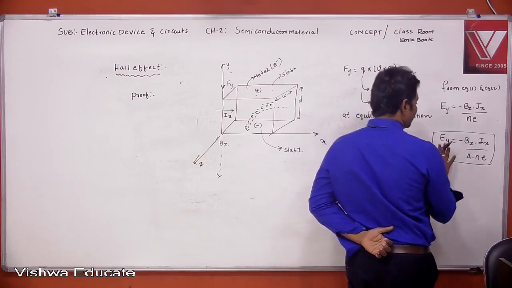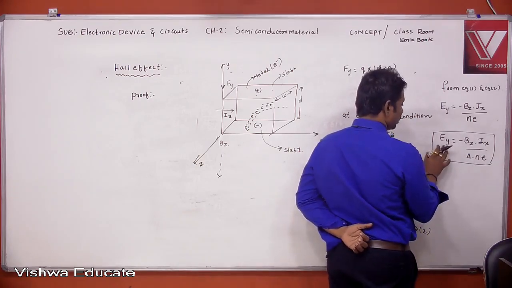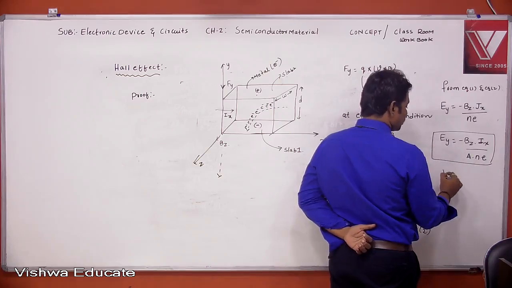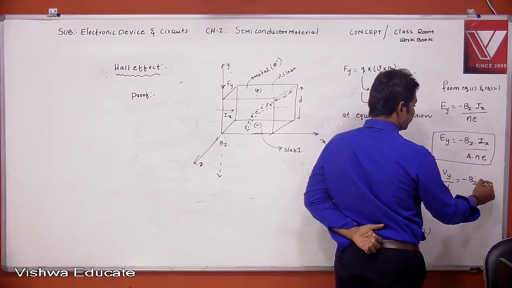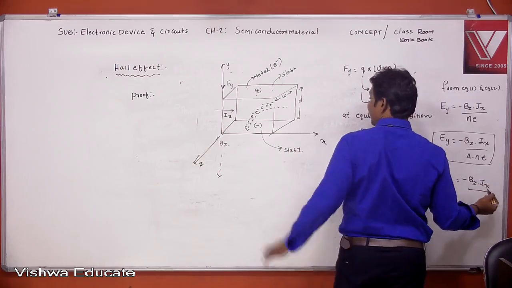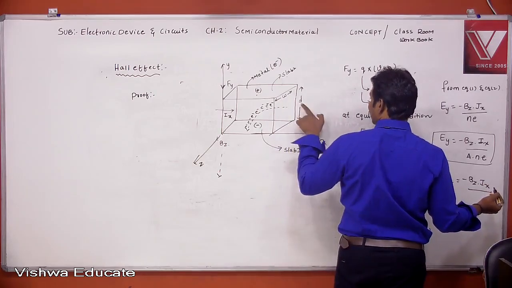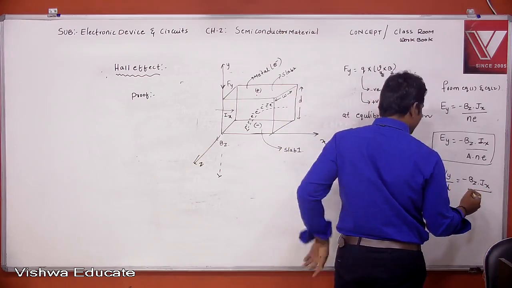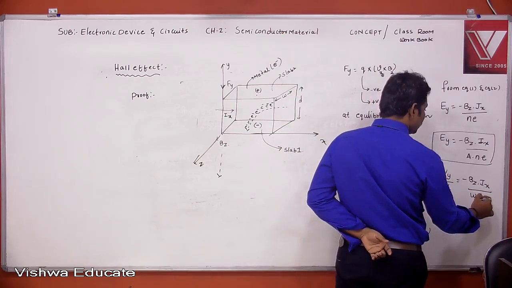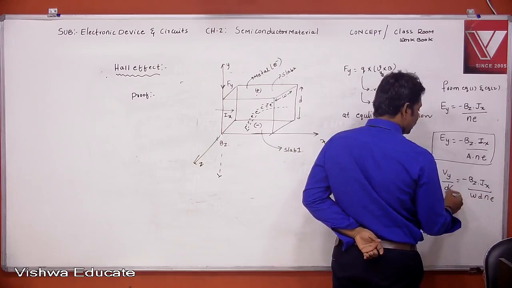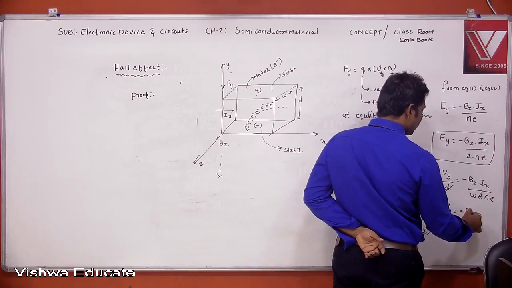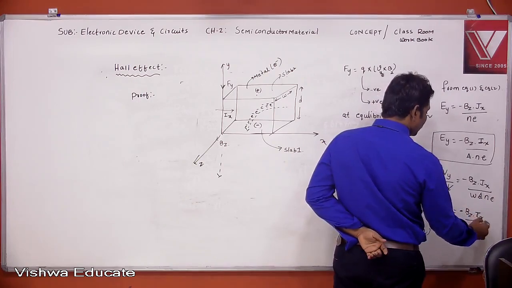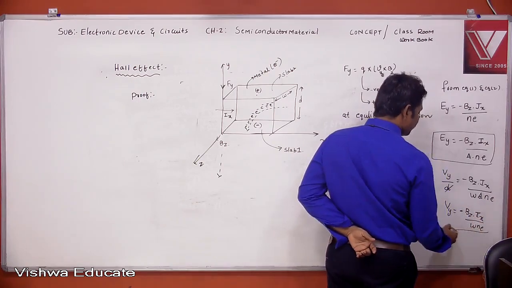Now I can also convert this in terms of potential. What is electric field in terms of potential? That is voltage per unit distance, V by d, equal to minus Bz into Ix by, what is the area from this figure? Width into thickness. This is the thickness and this is the width. So this is W into d into Ne. Here d cancels. Then Vy is nothing but minus Bz into Ix by W into Ne, right?